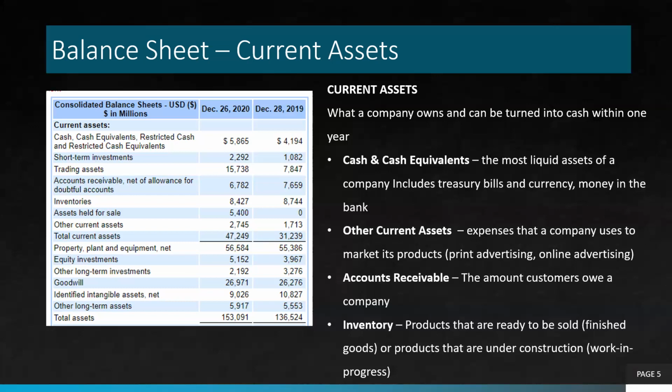And inventory are products that I have in my warehouse that are ready to be sold. And hopefully I do not have inventory that's going to sit there for more than a year. So inventory is considered a current asset as well.